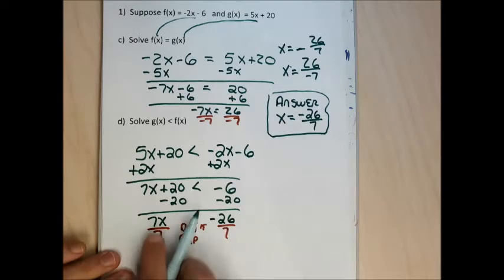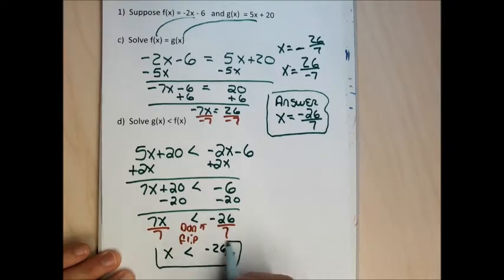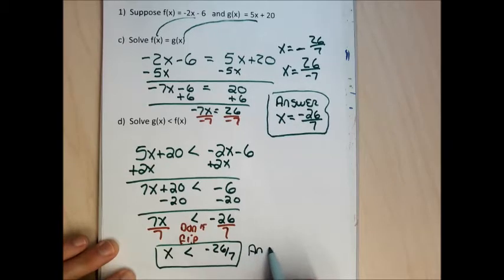When I simplify the left-hand side, I get my x. I'm not flipping the less than sign, and the right-hand side doesn't really reduce, so I'm just going to leave it at negative 26 over 7. And I'm going to call that my answer for part D.